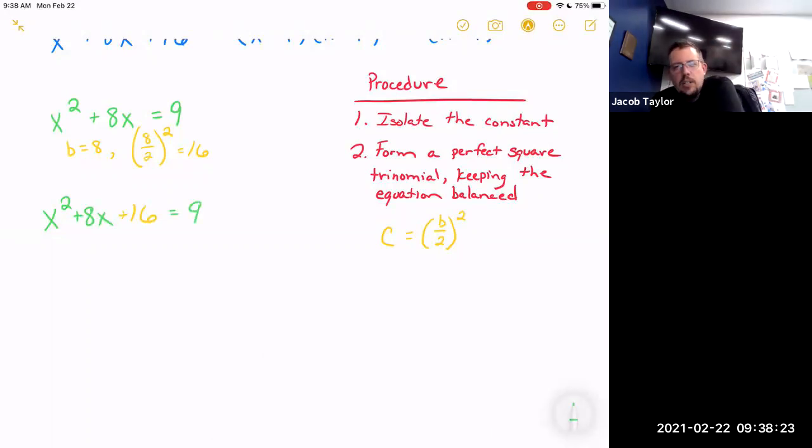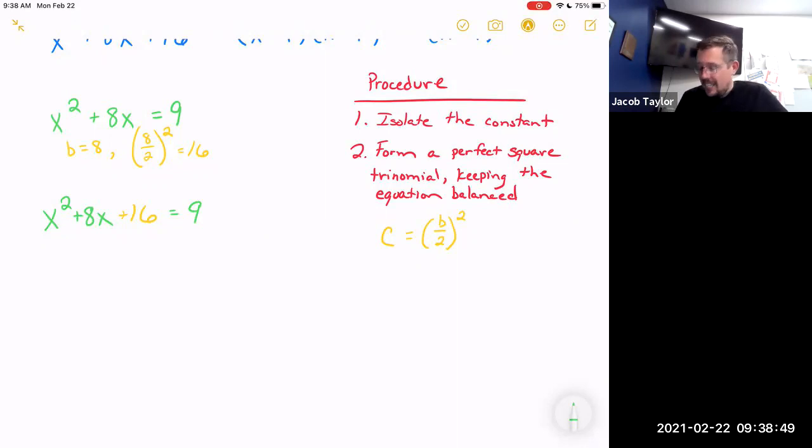But look at the second part of this step. Form a perfect square trinomial, keeping the equation balanced. I can't just do plus 16 just because that makes the problem easier for me. Hold on, that's illegal, exactly right. If I just do plus 16, boom, look how much easier it is when I change the problem. Well, yeah, it's much easier when you change the problem. I can't change the problem. I have to keep the equation balanced.